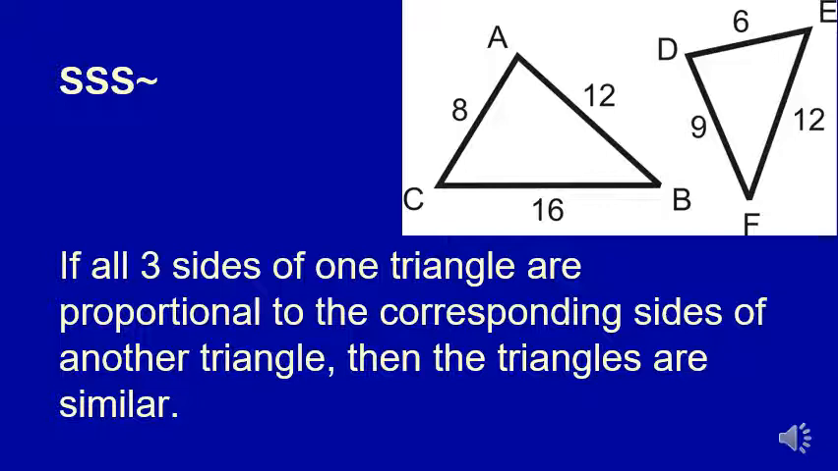Well, each of those, if you made a fraction out of 8 and 6 and 12 and 9 and 16 and 12, they all reduce to 4/3. And so that's the same amount. We're going to have the same proportion all 3 times. As long as I get that same proportion all 3 times, that guarantees that we'll have similar triangles.